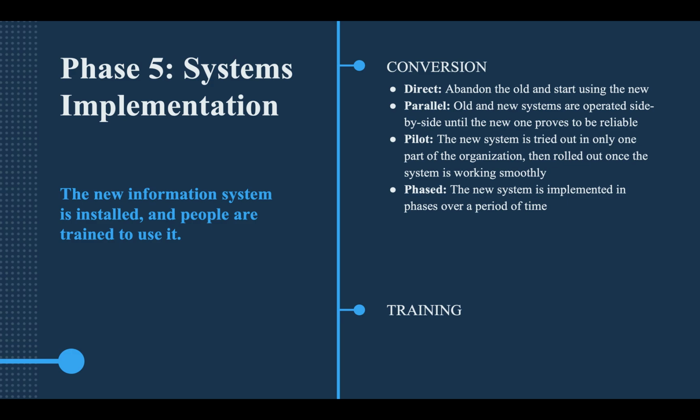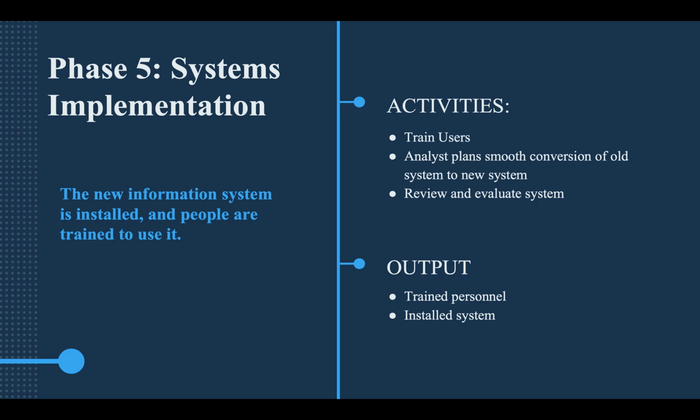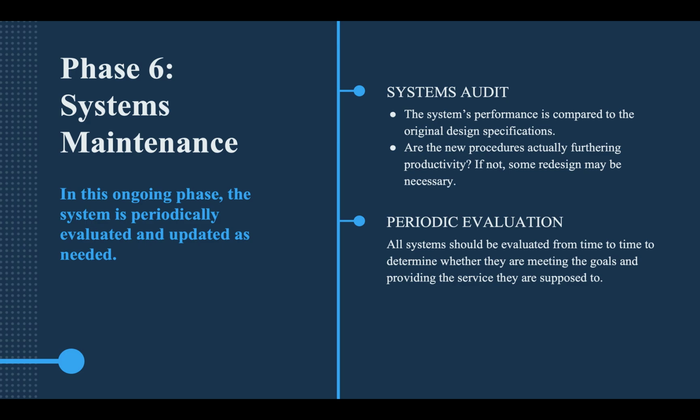Another activity done in this phase is called user acceptance testing, and also training of the users is included. The users and the SAD team also review and evaluate the system so that things can be improved on. Output for this phase are your trained personnel, the people that you train to use the system, and the fully installed system. The last phase is systems maintenance.